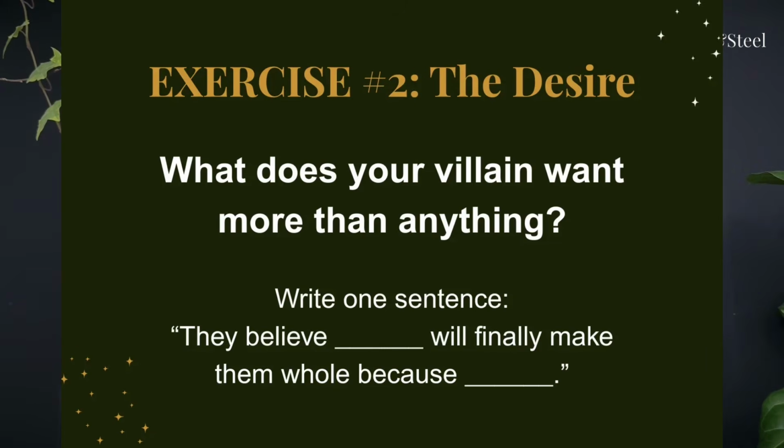Now, stage 2 is the desire. What do they want? Not their plot goal, but their emotional goal. So the thing that they think will fix them. In good old Voldy's case, he wants absolute safety, which for him means immortality and control. As another exercise, name the one thing that your villain wants more than anything else, and write one sentence. They believe this will finally make them whole because.